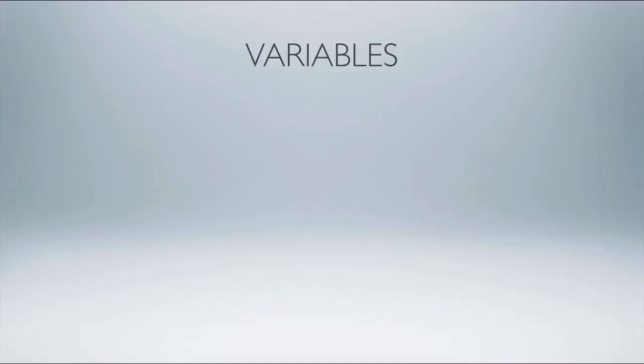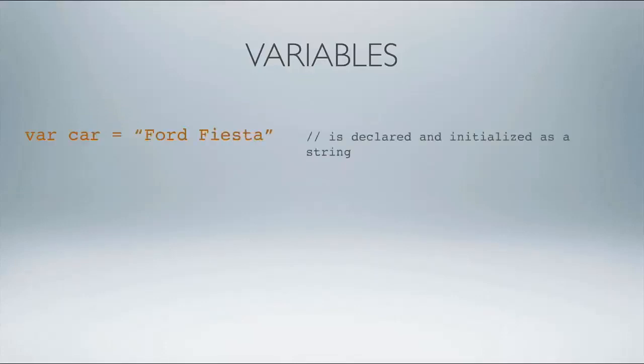Variables in Swift are declared with a var statement. If we write var car equals Ford Fiesta, then a variable of name car is created and it is assigned the value Ford Fiesta. Variables can be of different types, specialized to hold different types of content. The example we just saw was a string, meaning a sequence of characters.